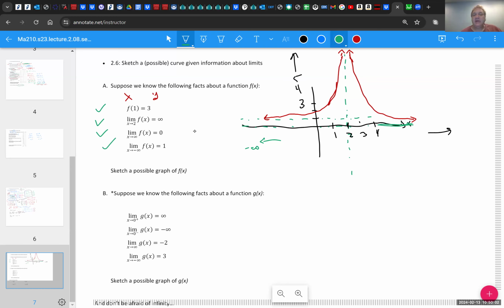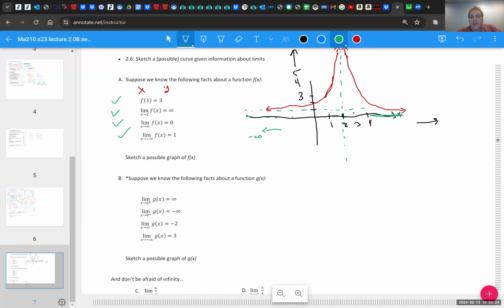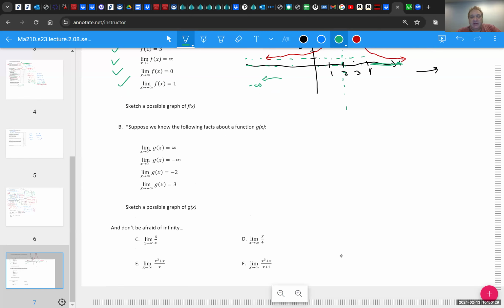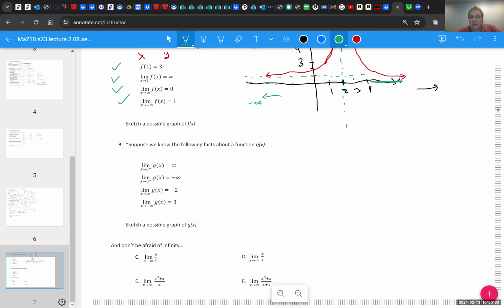So we've done all 4 criteria. This is an example of a function that matches all 4 of those criteria. All right, so that's an example of curve sketching, or sketching a possible curve, giving information about limits and values of the function. All right, well, I just have one more example here, part B, that I'm going to do. Just a reminder to pause the video frequently to see if you can try these yourself. It is a great way to get actively involved in learning the problems.